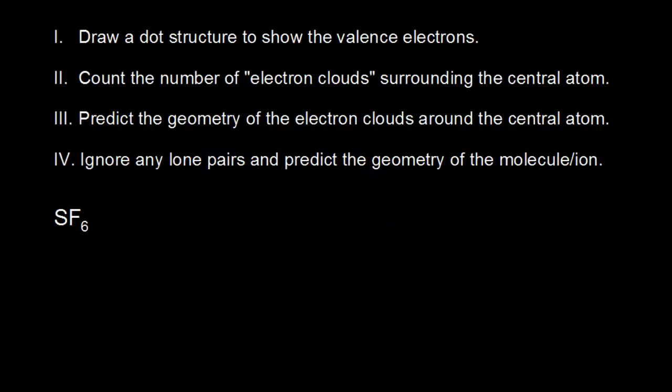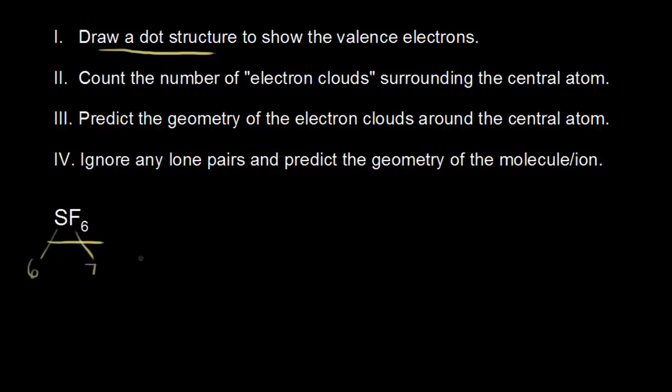In this video, we're going to apply VSEPR theory to 6 electron clouds. So if our goal is to find the shape of the sulfur hexafluoride molecule, once again we start with our dot structure. So sulfur is in group 6 on the periodic table, so 6 valence electrons.